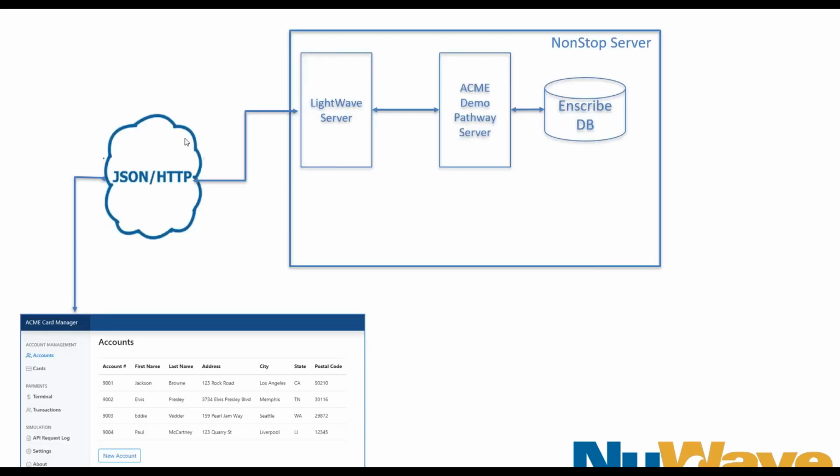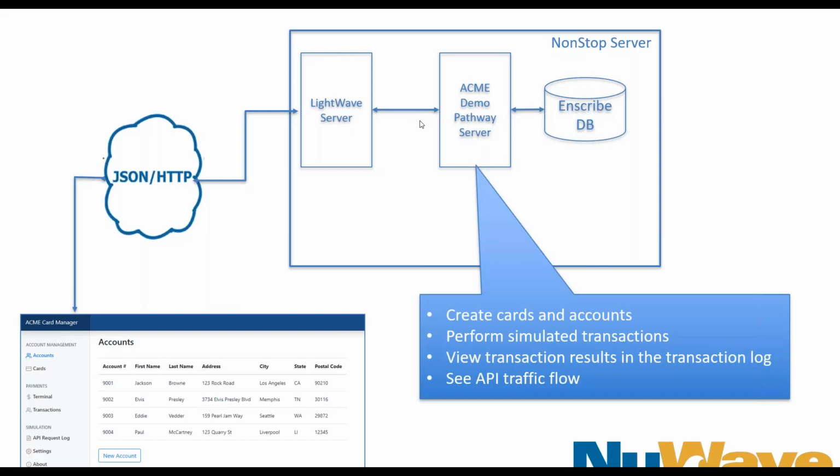So I'll show you a couple of slides that explain how the demo works, and then we'll have a look at the demo itself. On this first slide, we can see the Acme demo pathway server that we have created for this demo. We've created a new pathway server that supports some basic payment type functionality. You can create cards and accounts. You can perform simulated transactions. You can view those transaction results in the transaction log. And when we API enable it, you can also see the API traffic flow. So we'll have a look at all of that.